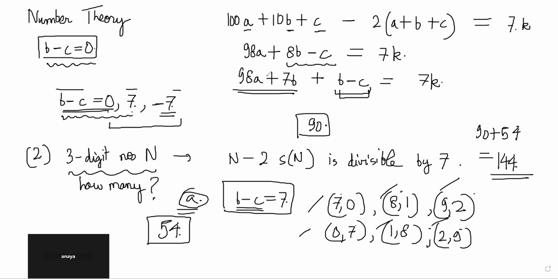So everything is right except you have missed out on one or two cases, right? Yes. You have to see that it's not just B minus C is 0, it can be 7 or minus 7 also, right? Right.